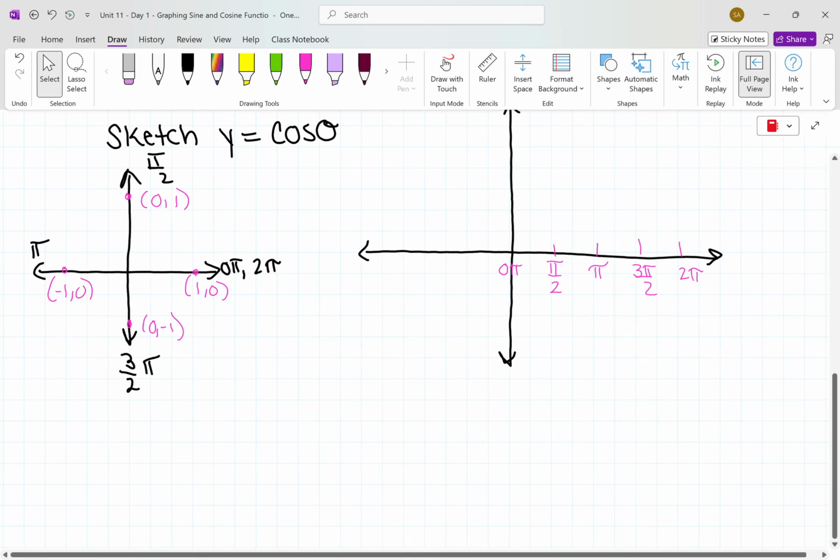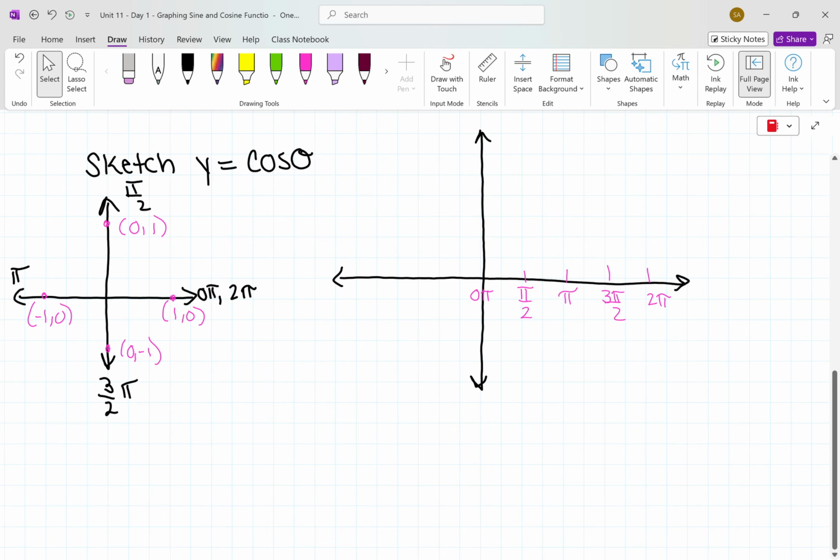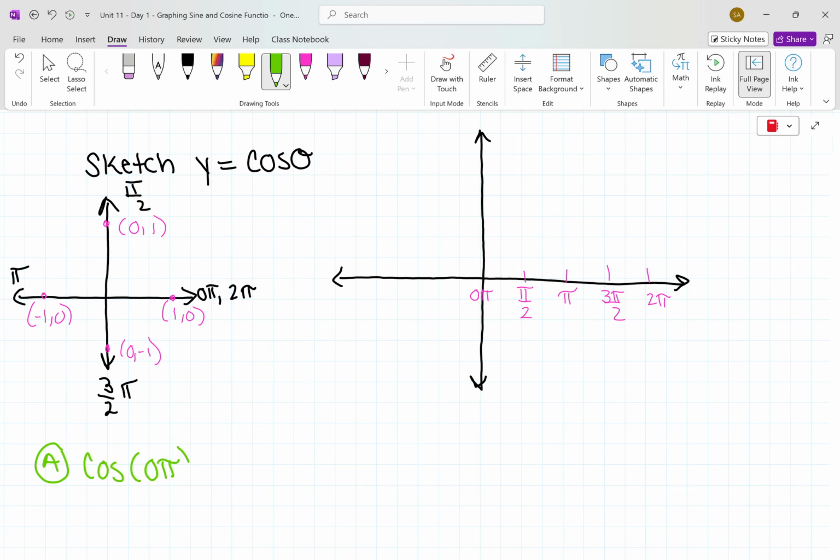And now I want to evaluate the cosine of theta at the given angle measurements. So first thing I want to do is find the cosine of 0. Well, do we all agree cosine is x over r? So at 0, my x-coordinate is 1, and my radius is 1. So at 0, my value is 1.